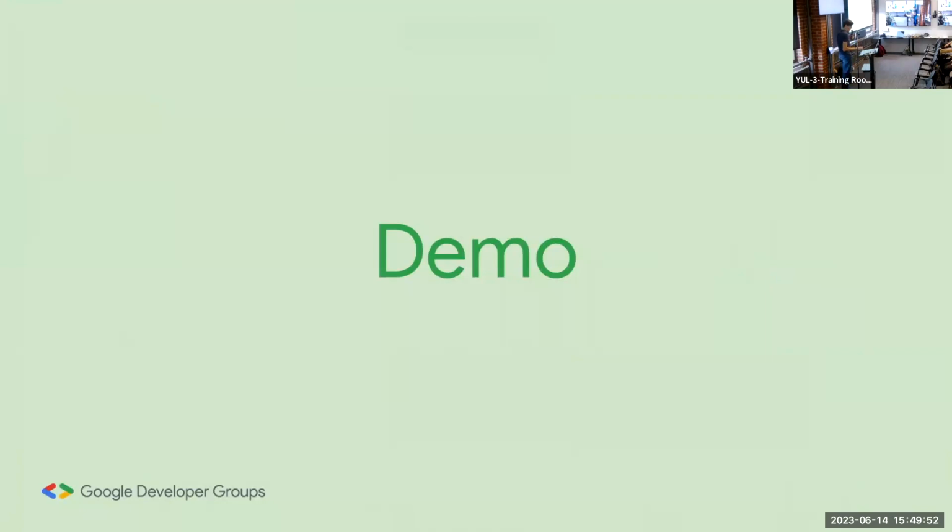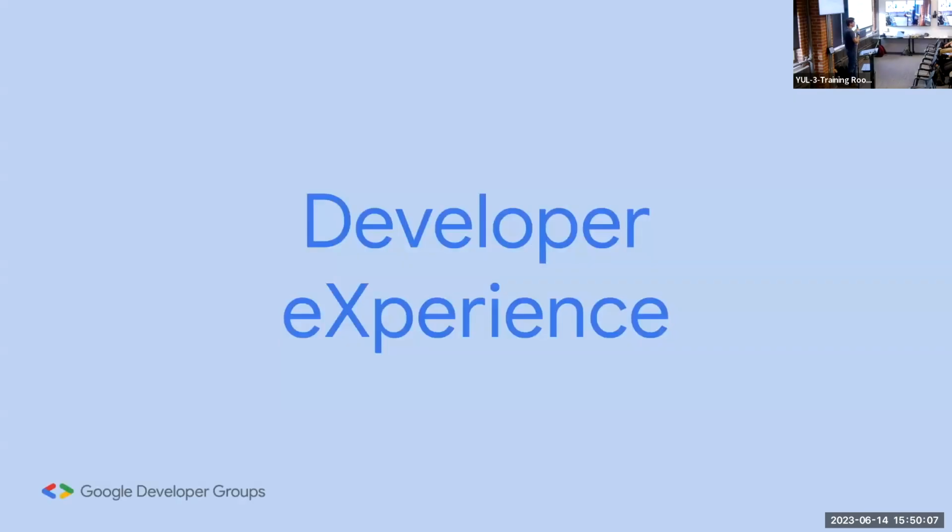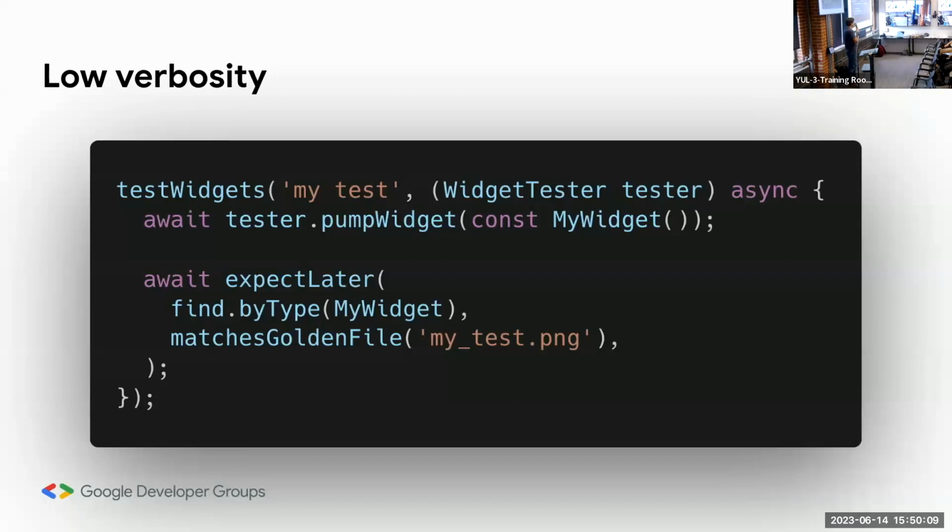I wanted to talk to you a little bit about why I like golden testing, why I think it's underrated. And I think it comes down to the fact that it's easy to write. This is a simple use case, but it's real. There is no cheating here. It's really just those two instructions. You pump the widget, and then you call the expectation to render the golden file, and that's it.